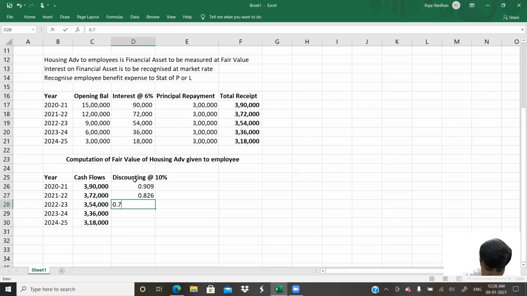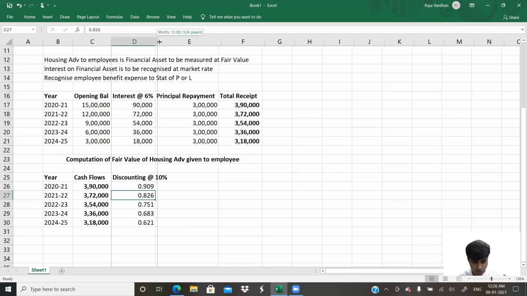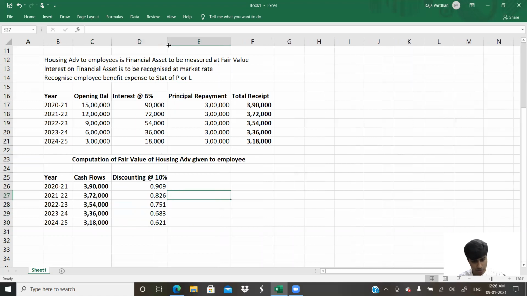0.751. I'm taking 3 digits. Then you get 0.683, and then you get 0.621. So this is my discounting. Now, after I do discounting, I have to find discounted cash flows. Come on, let us find discounted cash flows.